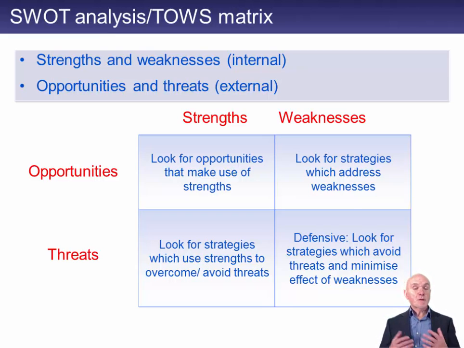So examples of strengths and weaknesses: I might be very strong at marketing, but I may have a very bad or weak IT system. I might be strong in R&D, but I might be weak at marketing. Opportunities and threats, the external. The threat could be a change of government, a rise in interest rate, a change in exchange rate. An opportunity might be a competitor in dire financial straits who's maybe open to an offer for a takeover at a nice cheap price.